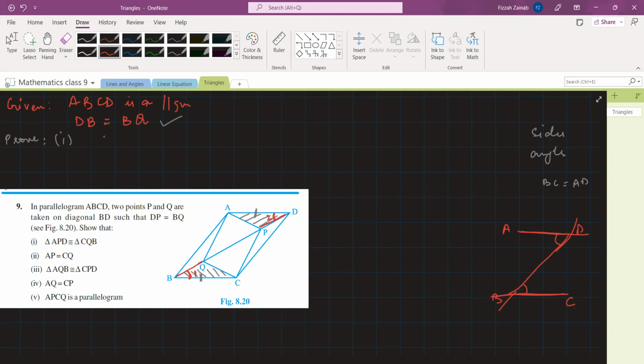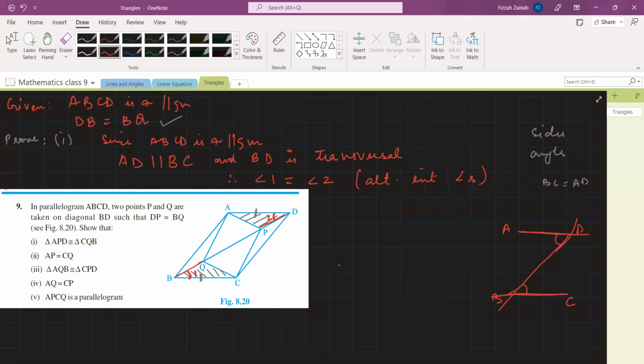Let us write it. Since ABCD is a parallelogram, that means AD is parallel to BC and BD is transversal. So you can say therefore angle 1 is equal to angle 2. Alternate interior angles, right?